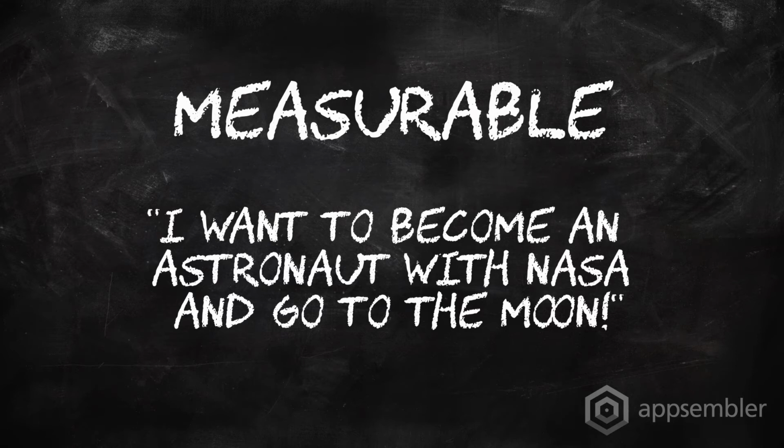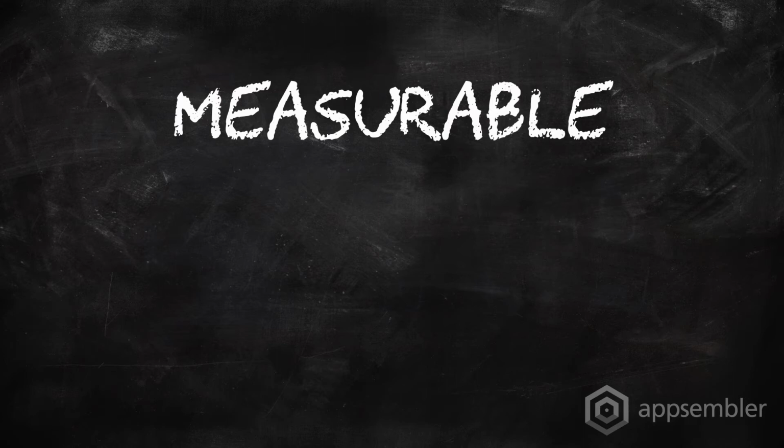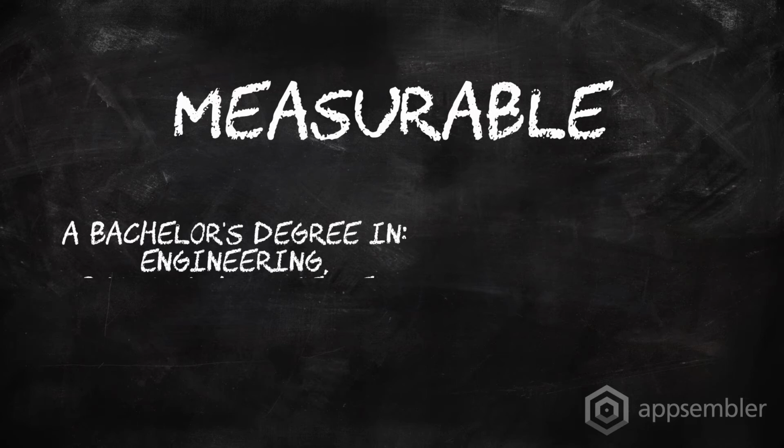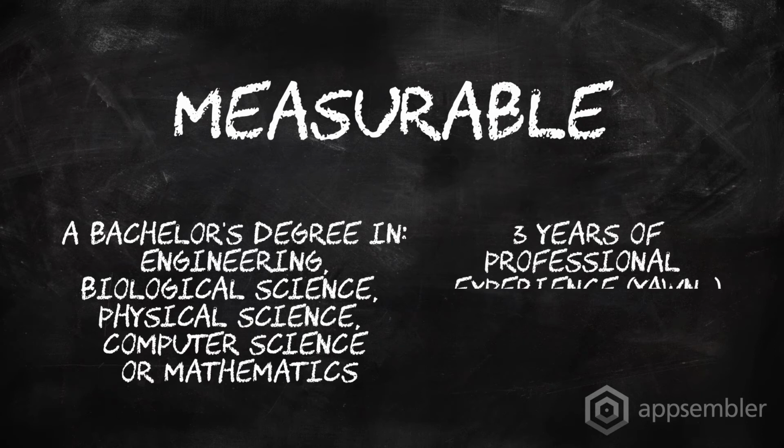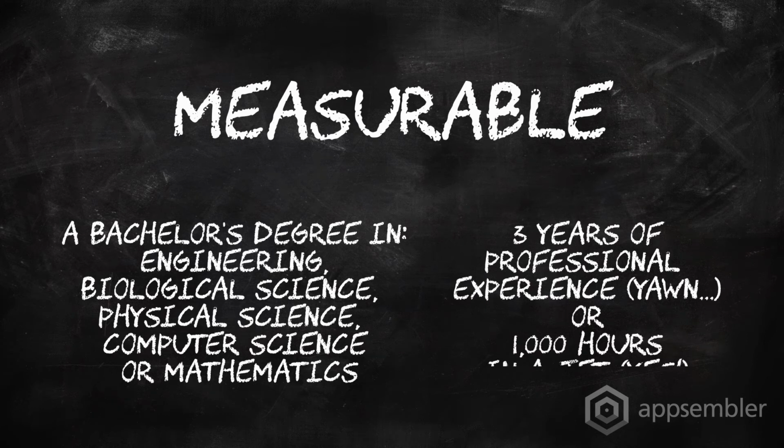So let's take our specific goal, I want to become an astronaut with NASA and go to the moon, and make it more measurable. NASA rather conveniently have some requirements we can base our goal around. And we're going to focus on two of these requirements now, a bachelor's degree in engineering, biological science, physical science, computer science or mathematics, followed by 3 years of professional experience or, rather more excitingly, 1,000 hours of piloting command time in a jet aircraft.